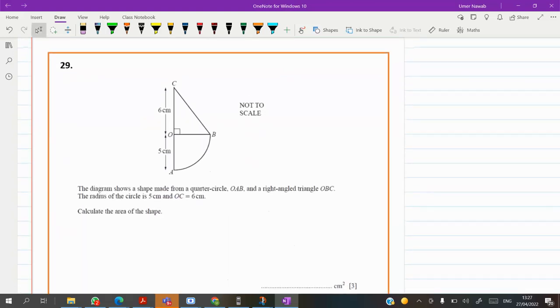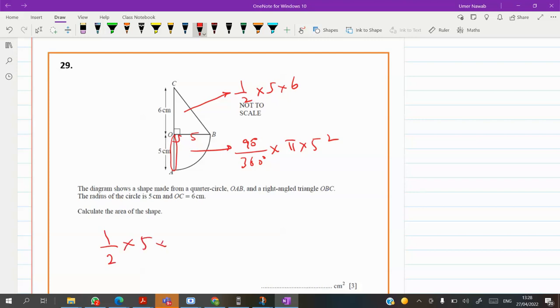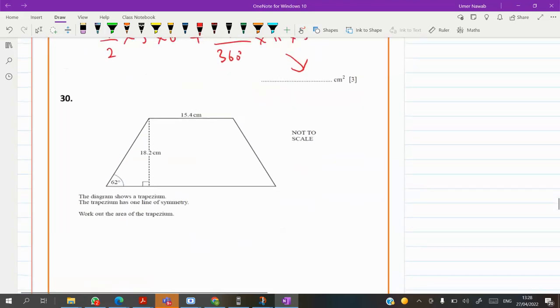Question number 29, we have a shape which is made up of a triangle and a quarter circle. So for this triangle, half times base times height, the radius is 5, so this is also 5. So half times 5 times 6. A quarter circle, this is 90 degrees. 90 divided by 360 times pi times radius squared. So we can write it here. Whatever the answer comes, you write it there.